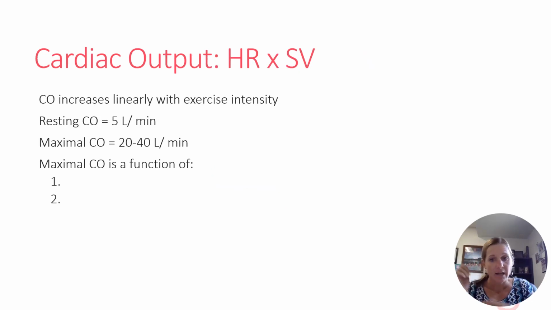So as we said, cardiac output is the product of heart rate and stroke volume, and we know that cardiac output will increase linearly with the exercise intensity. At rest, cardiac output is equal to about 5 liters per minute, and during maximal exercise, it can be anywhere from 20 to 40 liters per minute. Okay, so a huge range in terms of what that maximal cardiac output is.